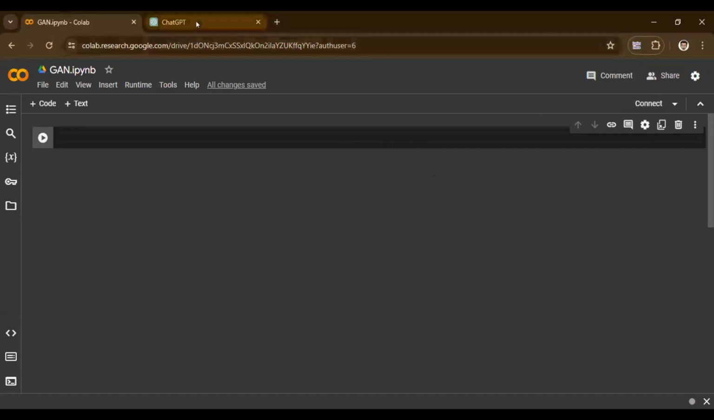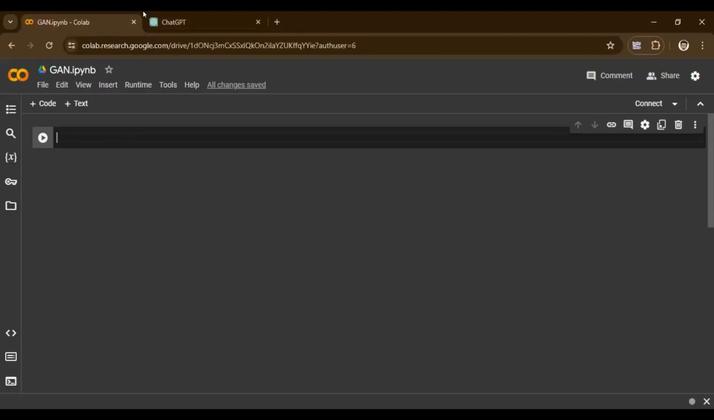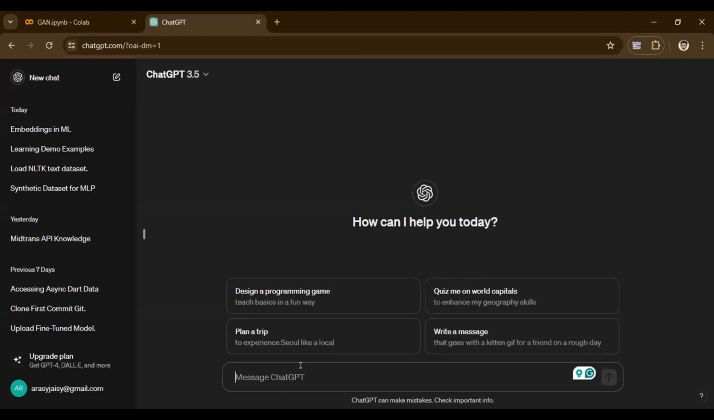we will be using Google Colab and ChatGPT for this practical session. And for this one, we will be trying to recreate or implement the GAN models or architecture. If you already have your Google Colab and ChatGPT ready, we'll start prompting. For this first one, we'll ask ChatGPT what is the flow of GAN architecture?